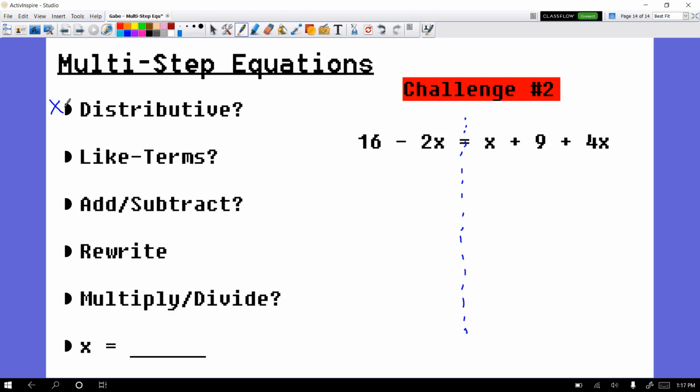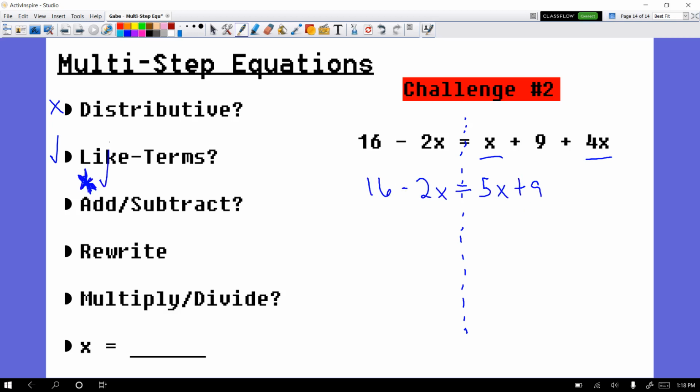Distributive. No, there's nothing to multiply inside of a group, like 5 parentheses x plus 1 parentheses. So that isn't there. Like terms. Yes, I can already see them. X and 4x. I can put those together and make this problem a little more simple. 5x plus 9. 2x, 16. Cool. Now we're in that little spot right here to where we can get back into our rhythm, okay?